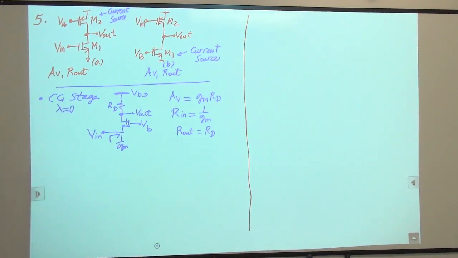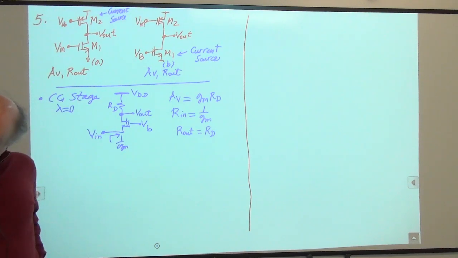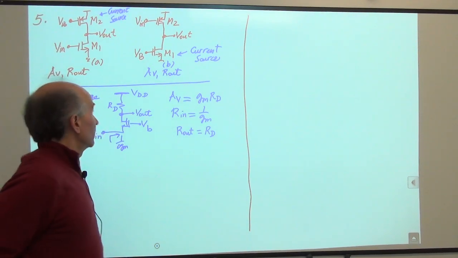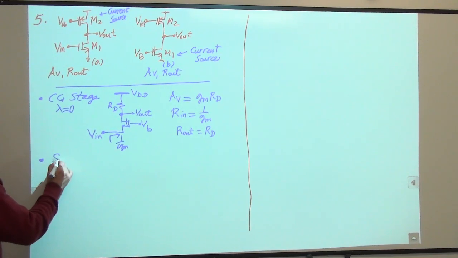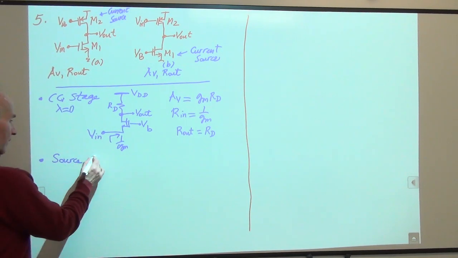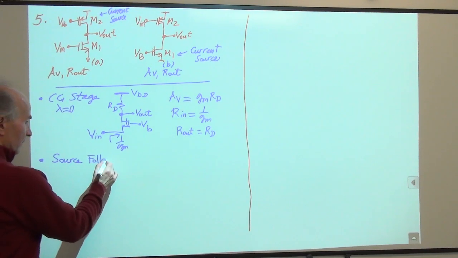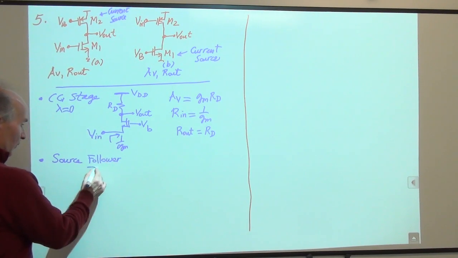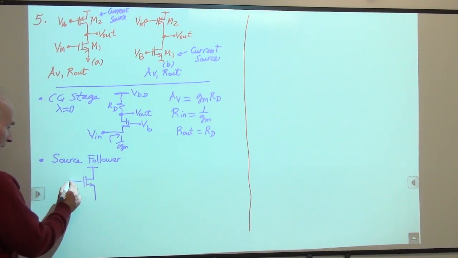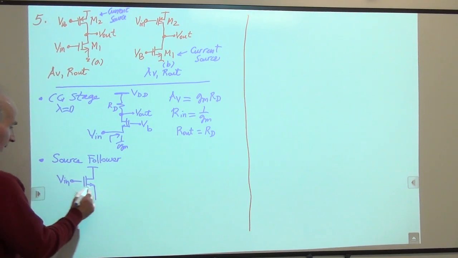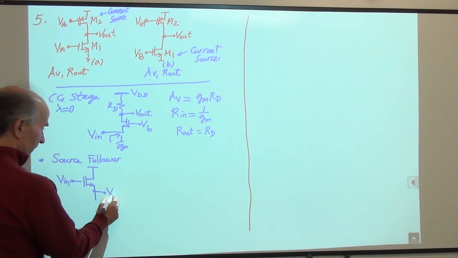Okay, so that's a simple common gate stage with its parameters. All right, let's talk about the third MOS amplifier stage, the source follower. So just like the bipolar circuit, we have something like this. The input goes to the gate, the output comes out of the source.